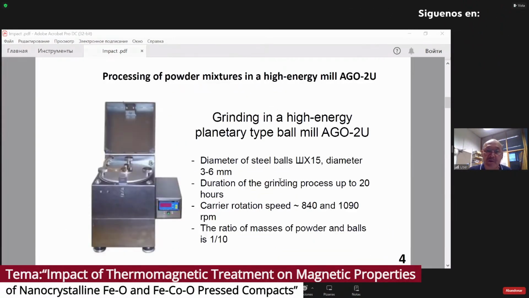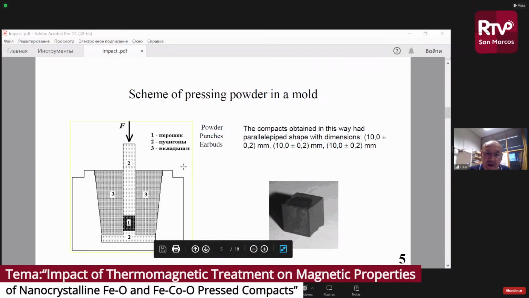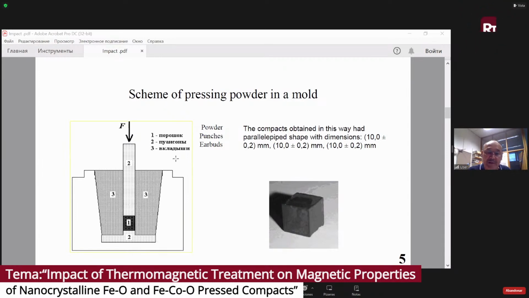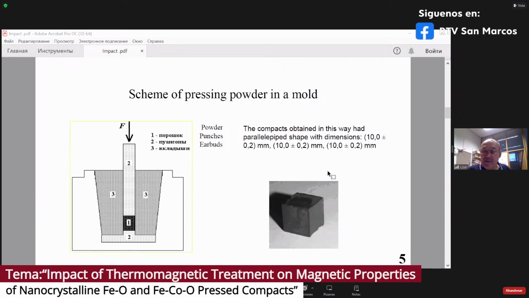The processing of the powder mixture we carried out using this machine, which is called the AGO-2U mill. Grinding in this machine has some characteristics you can see on this slide. The scheme of pressing the powder in a mold is shown in this slide. On the left side, you see number one, it's our powder. Number two is the punches, and three is the air buds. Finally, we obtain samples like this. Each has sizes of about 10 millimeters in height, length, and width.